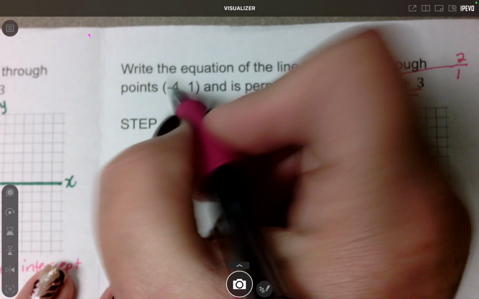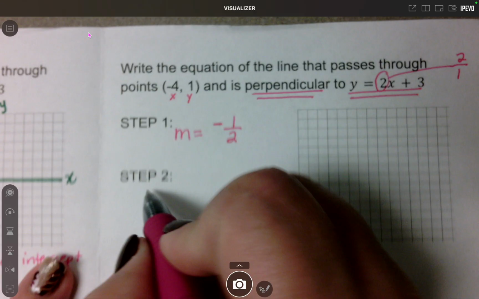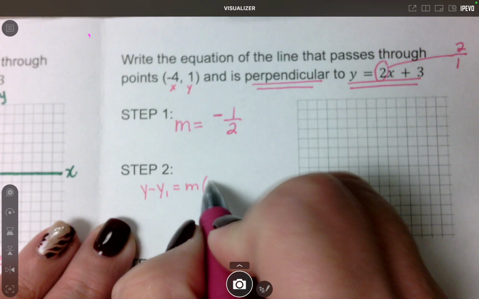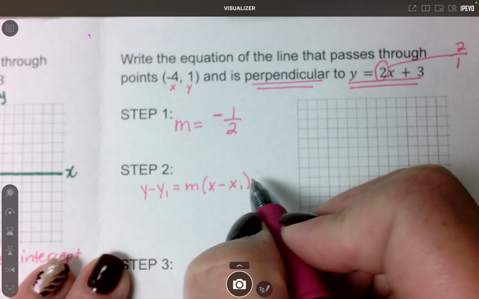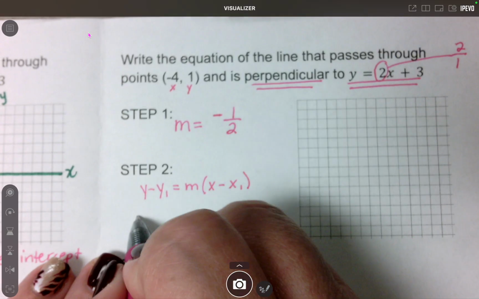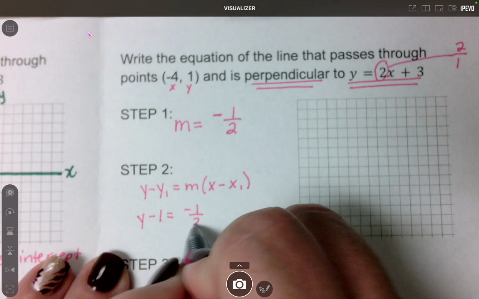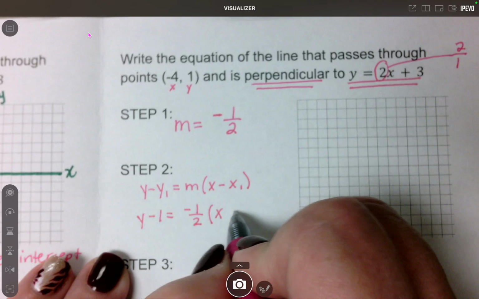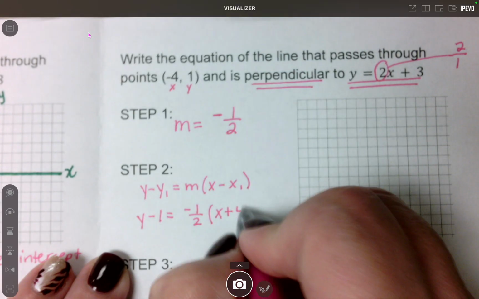I'm still going to use the point that's given, so x and y. So I have y minus y1 equals m times x minus x1. And now I'm going to substitute my values. So I have y minus 1 equals negative 1/2 x, and it would be minus negative 4. So I'm going to just go ahead and make that a plus 4.